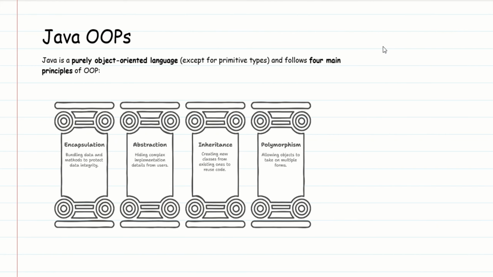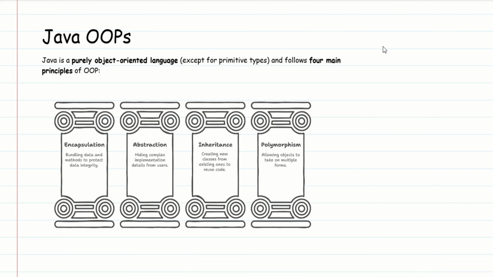Java is a purely object-oriented language, except for primitive types, and it follows four main principles: encapsulation, abstraction, inheritance, and polymorphism. The Java object-oriented programming system is a fundamental concept in Java that every developer must understand. It allows a developer to structure code using classes and objects, making it more modular, reusable, and scalable.